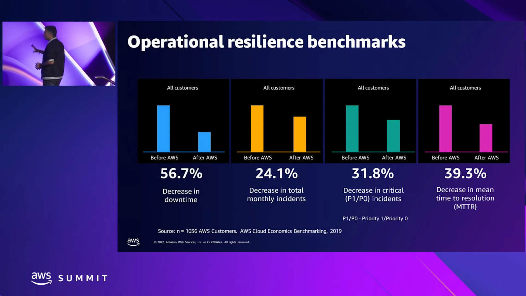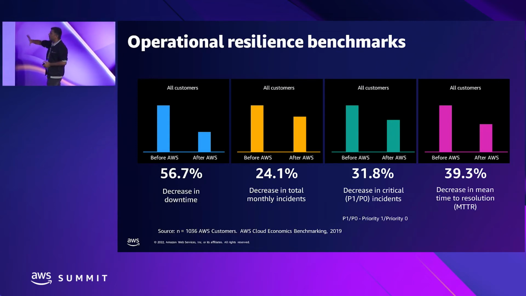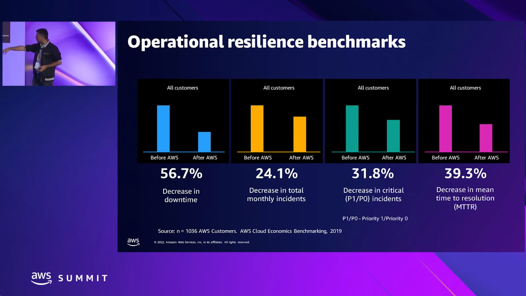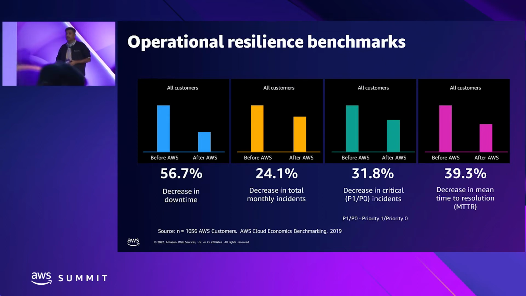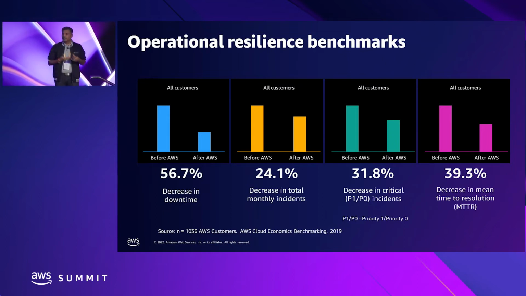This is again how do you quantify the operational resilience based on the 1,000+ customers here? The data and feedback that we got from the customers shows a decrease in downtime, a decrease in total monthly incidents, and a decrease in the mean time to resolution that these customers have experienced, and that is how we quantify this operational resilience. And by the way, this operational resilience is one of the pillars, or one of the dimensions, of the total cost of ownership.